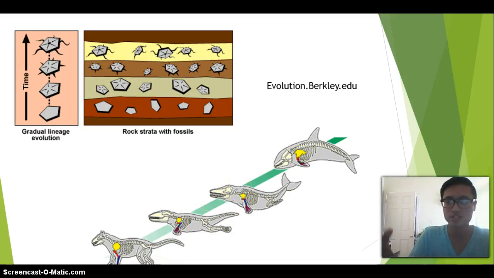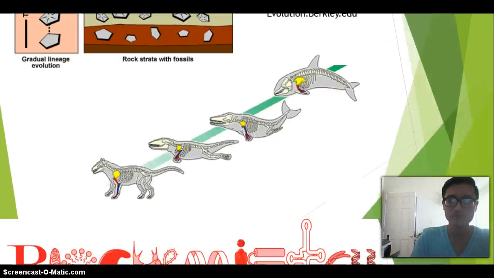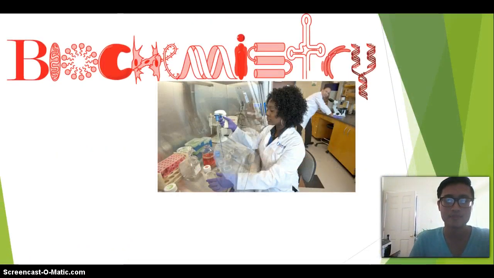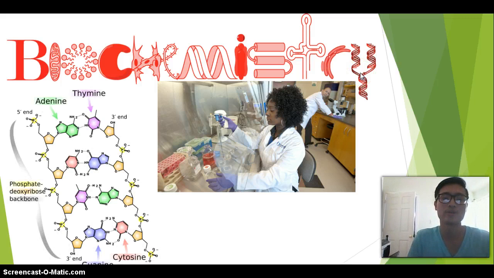these transition phases. The next evidence that we're going to talk about is biochemistry. Now, bio, of course, meaning biology, and chemistry combined together. If you look at this M in chemistry, and also this Y over here, you might notice that it looks like a DNA molecule.